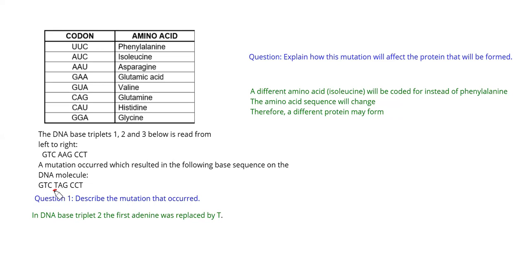Now you can see that the A was replaced with T, and CCT remains the same. Describe the mutation that takes place. So in the DNA triplet 2, the first adenine was replaced with T, which is thymine. Now, what effect does it have on the protein that is formed?